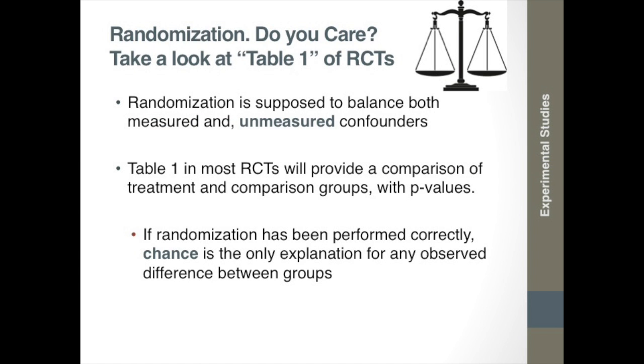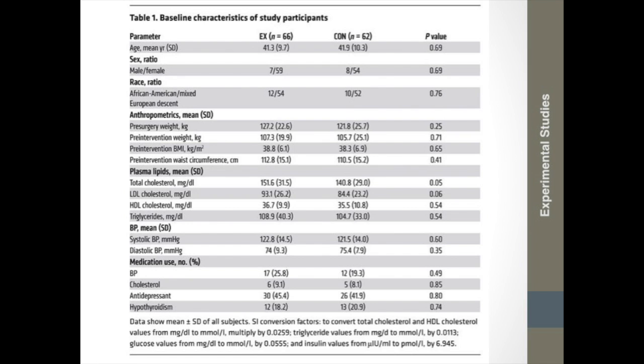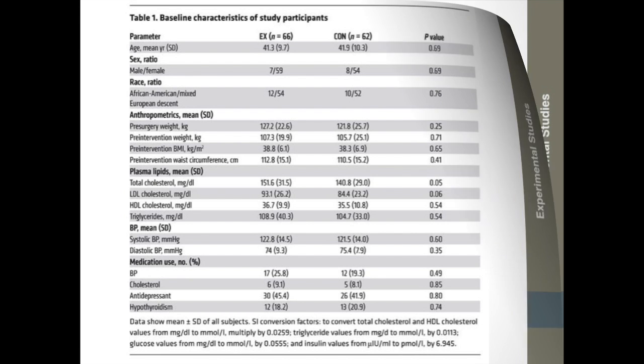Randomization is supposed to balance both measured and non-measured confounders. If randomization has been successful, chance should be the only explanation for any observed differences between the groups. One way to check if randomization was successful is to look at Table 1 of most RCT papers, in which baseline characteristics of treatment and control groups are presented. In this example, p-values show that baseline factors seem to be balanced. Therefore, we can assume that randomization in this case has been successful.